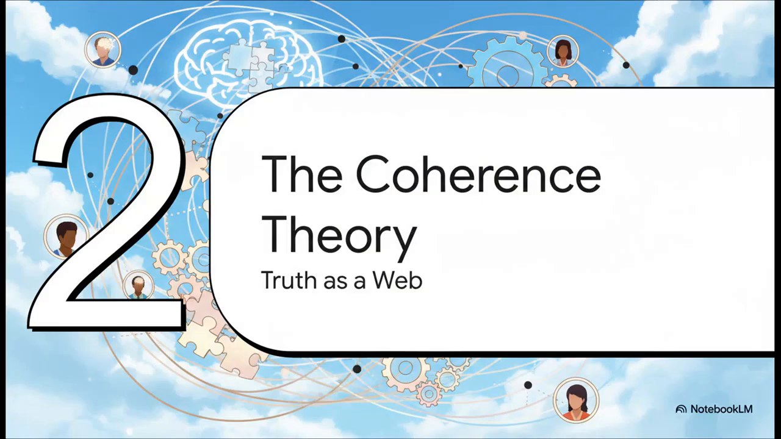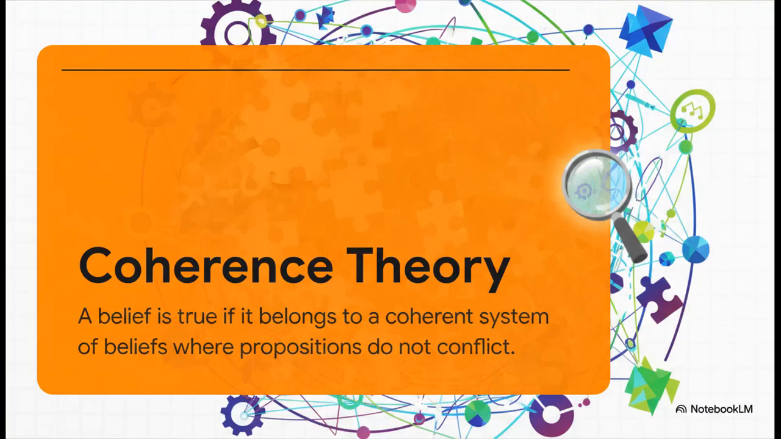Okay, but what if truth isn't a mirror reflecting the outside world? What if it's more about how all of our ideas fit together, like a giant, perfectly woven web? This brings us to a totally different way of looking at things. This is the coherence theory. It says a belief is true if it fits into a system of other beliefs without any contradictions. It's all about internal consistency. A new idea is true if it just clicks into place with everything else you already hold to be true.